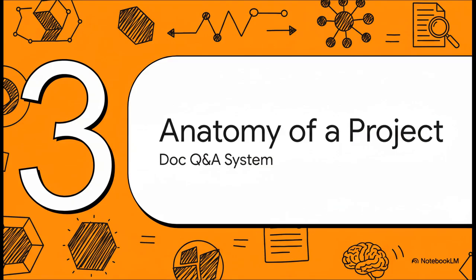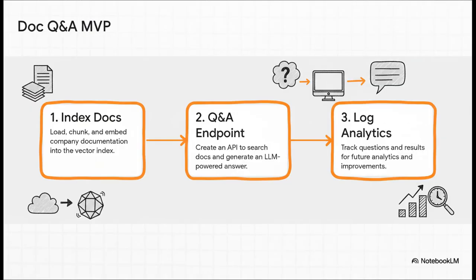Okay, to make sure this all feels doable and not totally intimidating, let's really zoom in on that first project, the documentation Q&A system. We're going to break it down piece by piece, just to show you how simple it can be to get a first version up and running. Seriously, look at this. You can get a minimum viable product, an MVP, done in just 3 steps. 1, you index your documents. That just means you load them, chunk them up, and embed them.